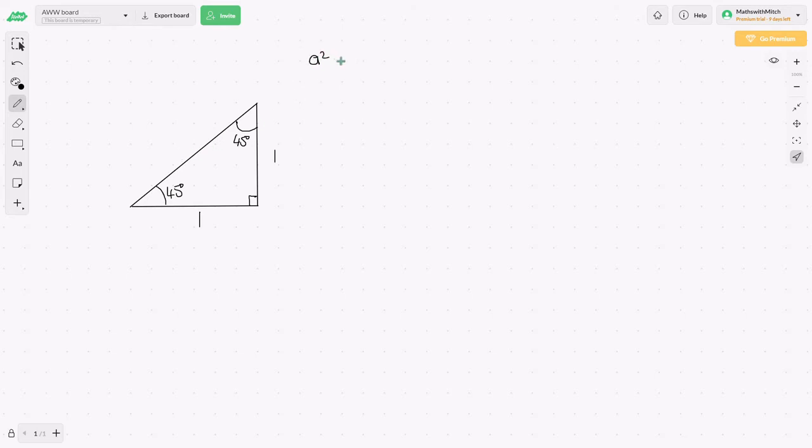Remembering that Pythagoras, a squared plus b squared equals c squared, or you might have different variations but say the same thing. We can call this a, this b, and this will be c. So we have 1 squared plus 1 squared equals c squared. 1 squared is 1, so we have 1 plus 1, which is 2, equals c squared. So that would mean c equals square root of 2. So we can say that that side is the square root of 2.